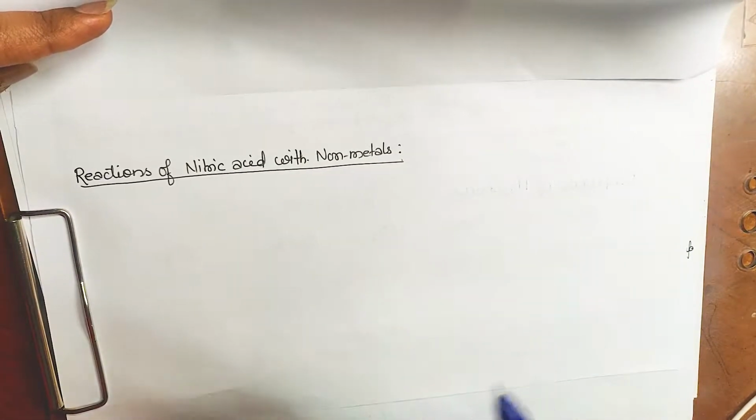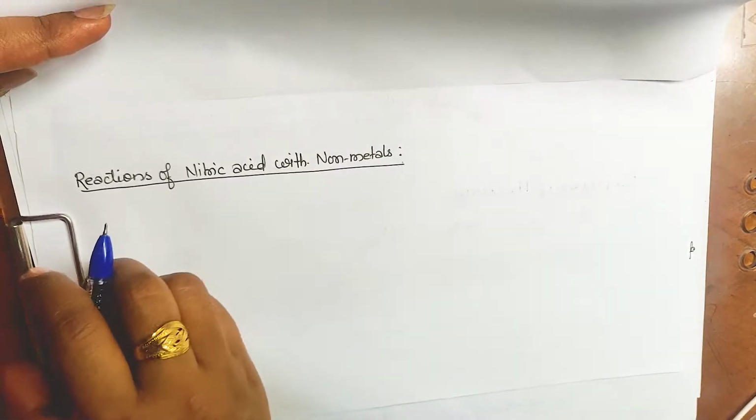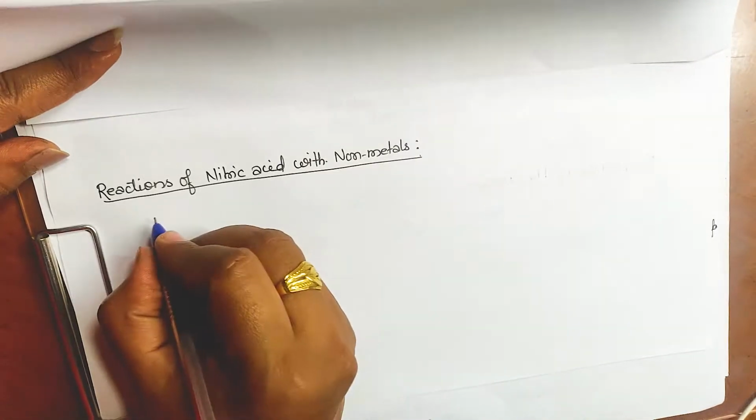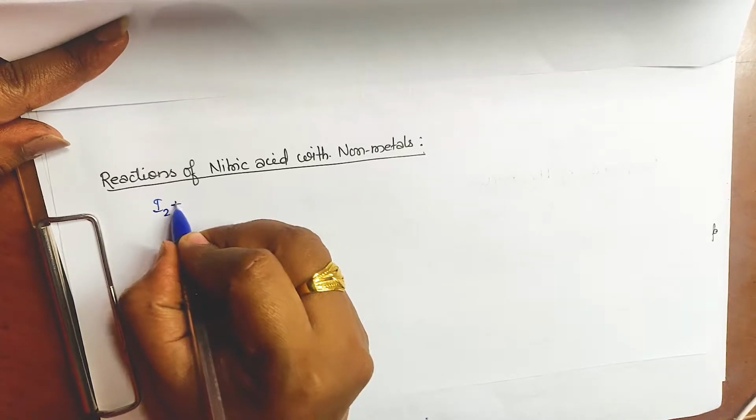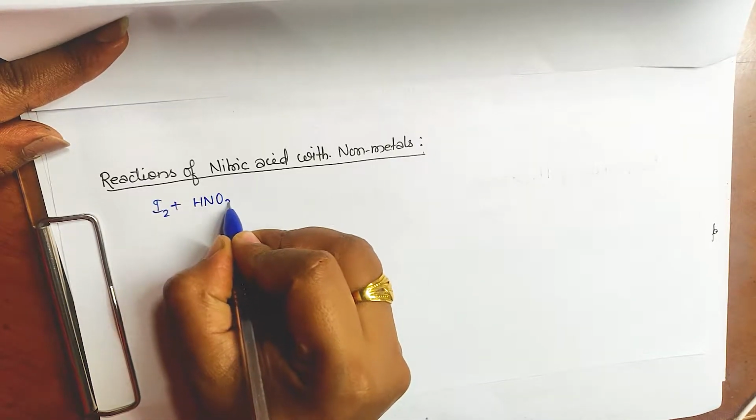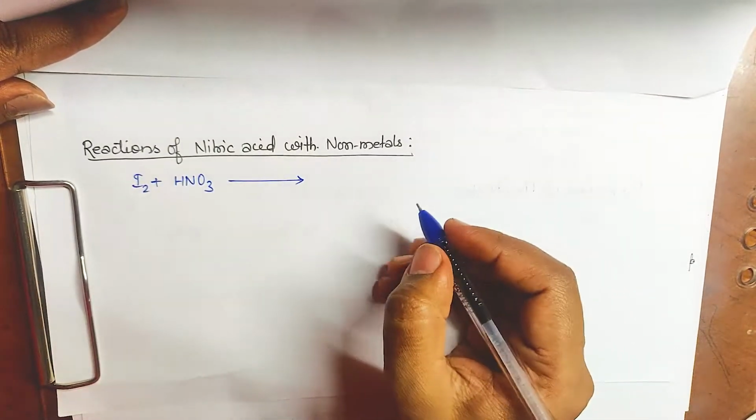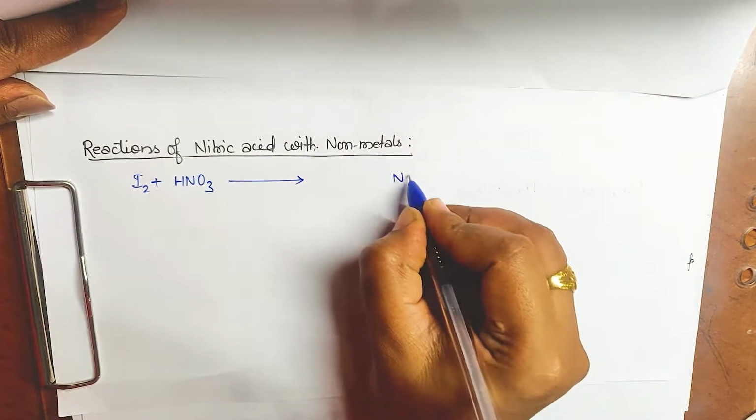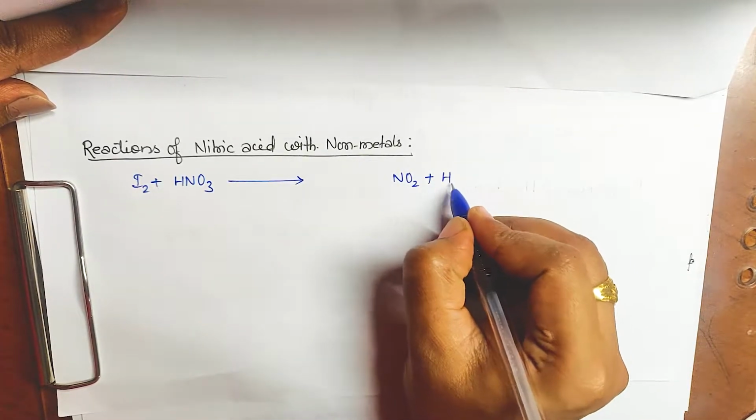Okay, the same thing, and there will be no dilute and concentrated concept. Whether it is dilute or concentrated, it will give you NO2 only. So let me start with the equation. The first equation: suppose I2, iodine, reacts with HNO3. Since nitrate is there, obviously the main product will be NO2, and since it is an acid, water will be there.